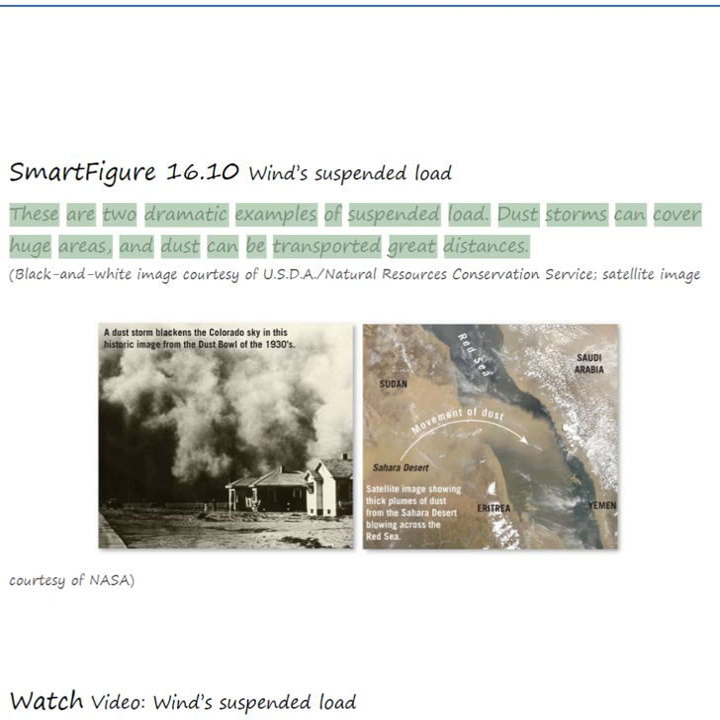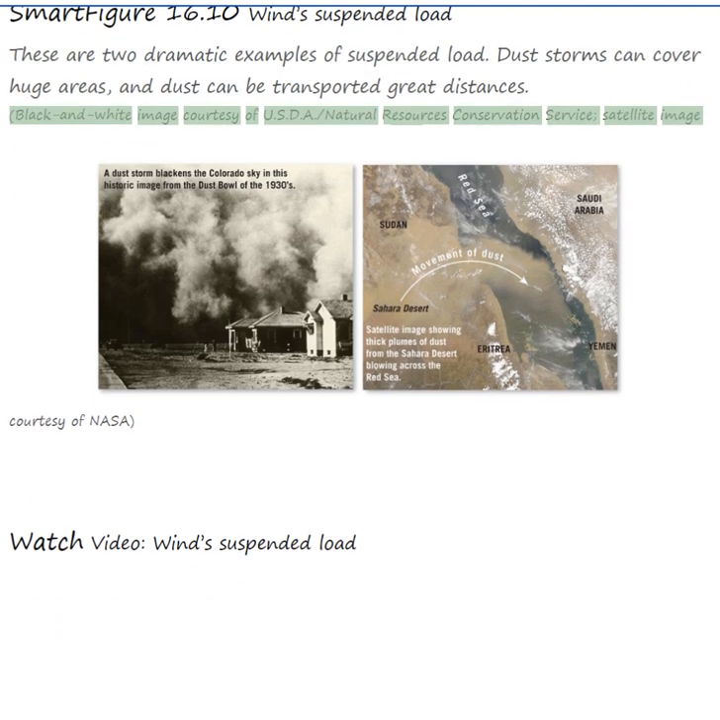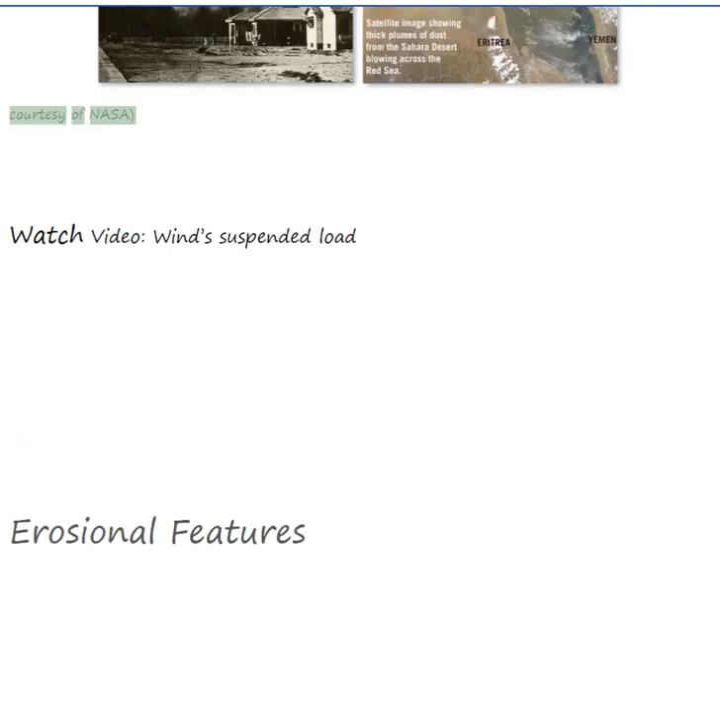Dust storms can cover huge areas, and dust can be transported great distances. Black and white image courtesy of USDA Natural Resources Conservation Service, satellite image courtesy of NASA.